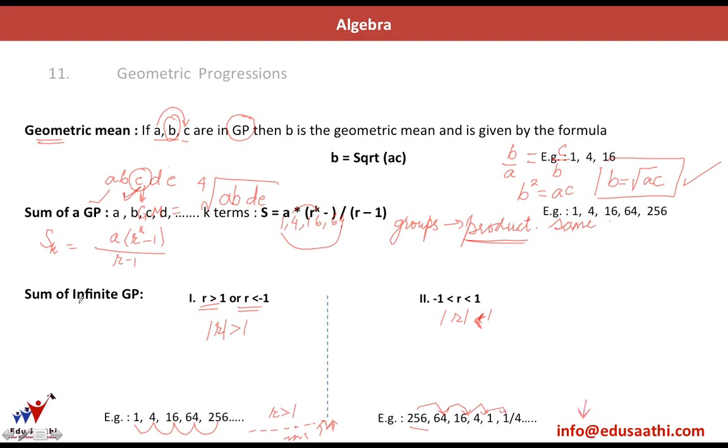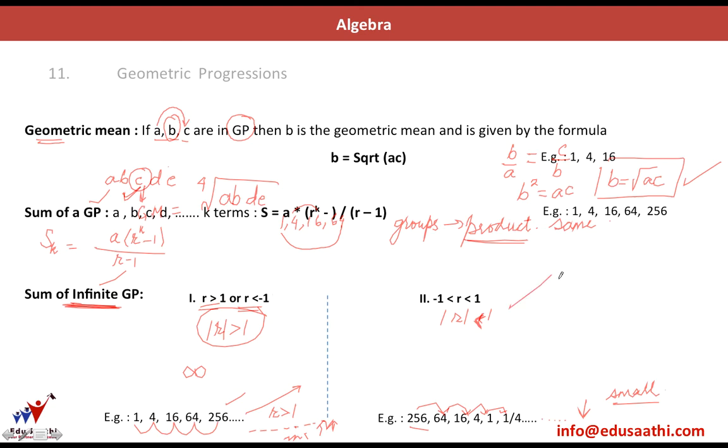Now, if I have an infinite GP, when I move to infinity, the terms will become very, very small and could be neglected. Whereas here, the terms would become very, very large and they will contribute to the sum and hence cannot be neglected. So the sum of an infinite GP would be equal to infinity if your common ratio is greater than 1.